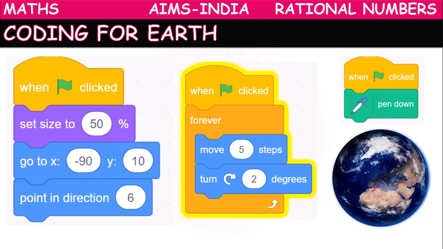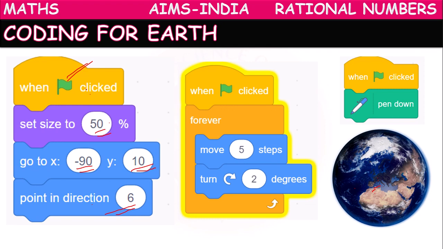Coding for earth. So earth also, when flag button clicked, when start button clicked, earth size should be reduced. And earth position, we have to keep somewhere distant to sun. Somewhere distant to sun, we have to locate earth. And earth should move in one particular direction around the sun. So direction also, some angle we have to mention.